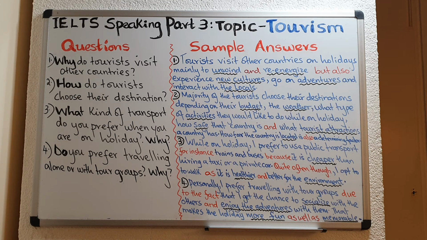Okay, so use a variety of sentence structures in your answers. If you want to get a band 8 or band 9, like I said, you are expected to be using a lot of complex sentences. Okay, sample answer 3, while on holiday, I prefer to use public transport, for instance, trains and buses, because it is cheaper than hiring a taxi or a private car. Another complex sentence. Quite often, though, I opt to walk as it is healthier and better for the environment. You could decide that is a complex sentence. It could also be a compound sentence.